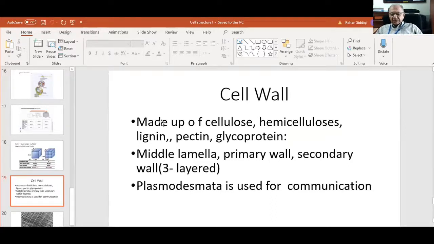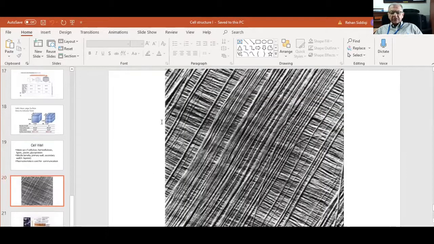Cell wall has these cytoplasmic strands which run through it, and there is the middle lamella. There is primary wall, secondary wall. So secondary wall is 3-layered, as I will explain to you when you come in the class. Plasmodesmata are the cytoplasmic strands, and they are used for communication.